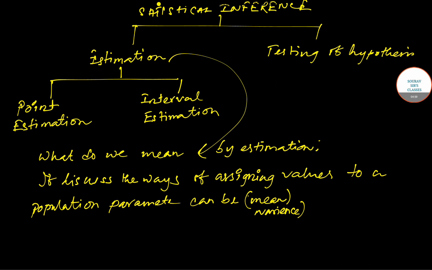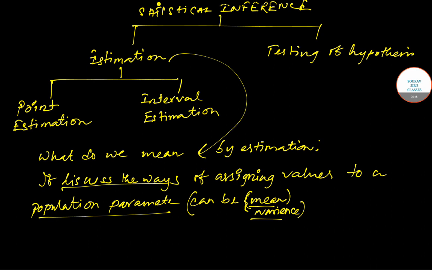So that is the job of this chapter. So we are basically, it discusses the ways of assigning values to population parameters. So I can keep the entire part in bracket. So the population parameter, I mean mean and variance. So there can be other things, but for example mean and variance.